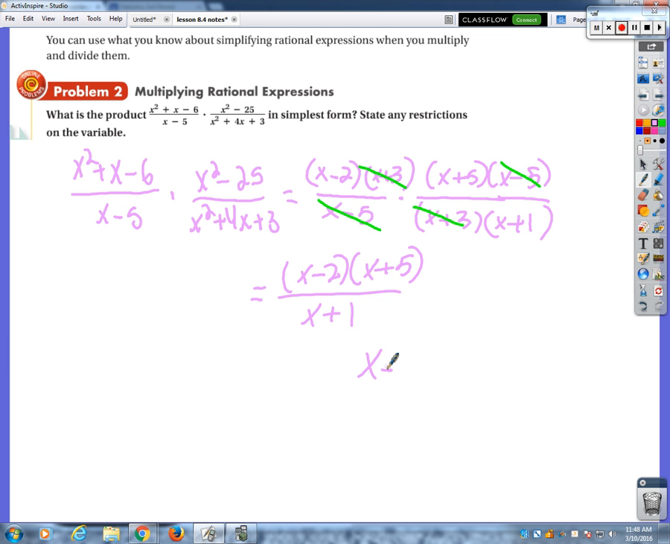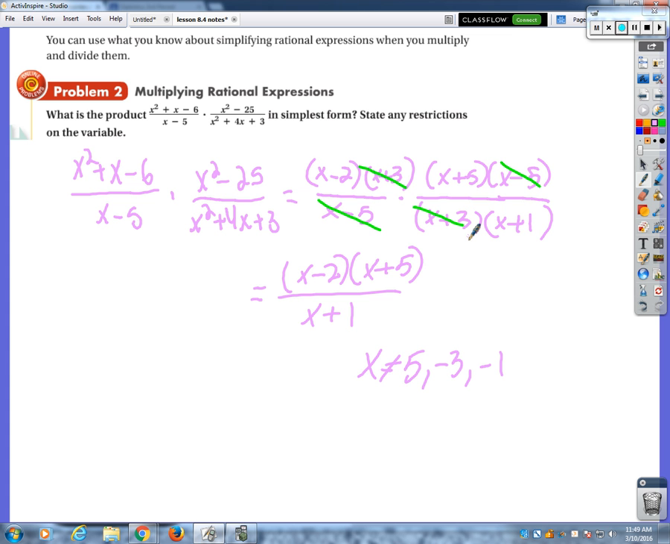What are our restrictions on the variable? What can it not equal right here? 5. So x can't equal 5. What can't it equal right here? Negative 3. And then for this one, it can't equal negative 1. Okay? So this is simplest form. This is restrictions on the variable. Because if you put negative 3 in there for x, negative 3 plus 3 is 0, and you can't divide by 0.